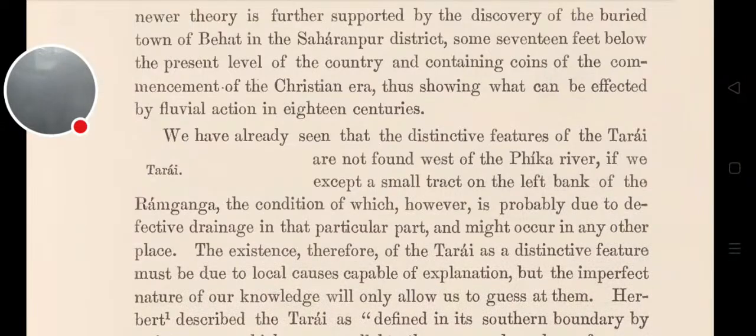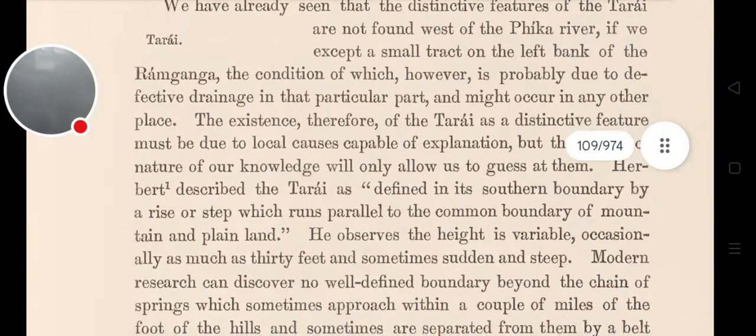Tarai. We have already seen that the distinctive features of the Tarai are not found west of the Sarda river, if we except a small tract on the left bank of the Ramganga, the condition of which, however, is probably due to defective drainage in that particular part and might occur in any other place. The existence, therefore, of the Tarai as a distinctive feature must be due to local causes capable of explanation, but the imperfect nature of our knowledge will only allow us to guess at them.